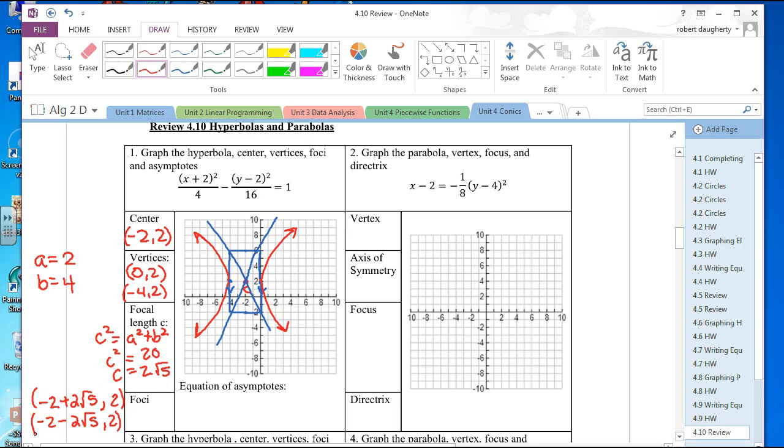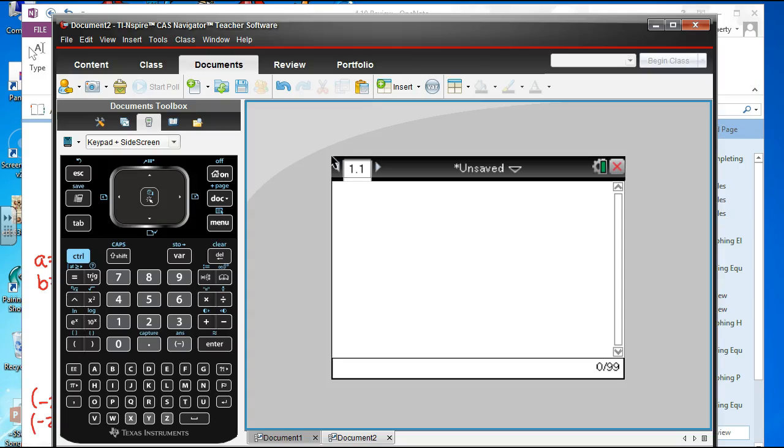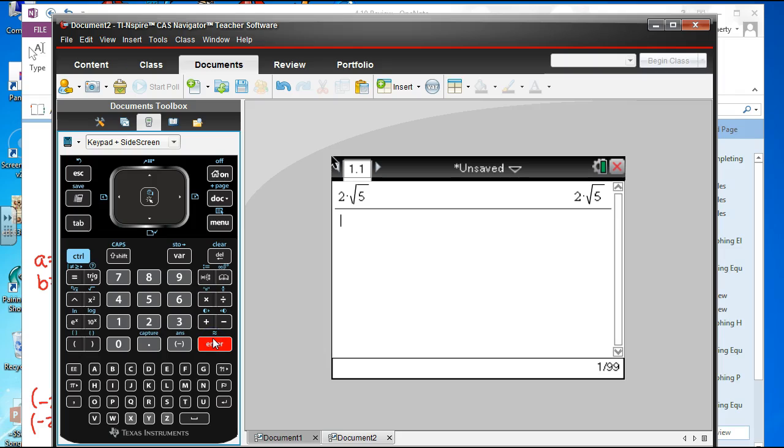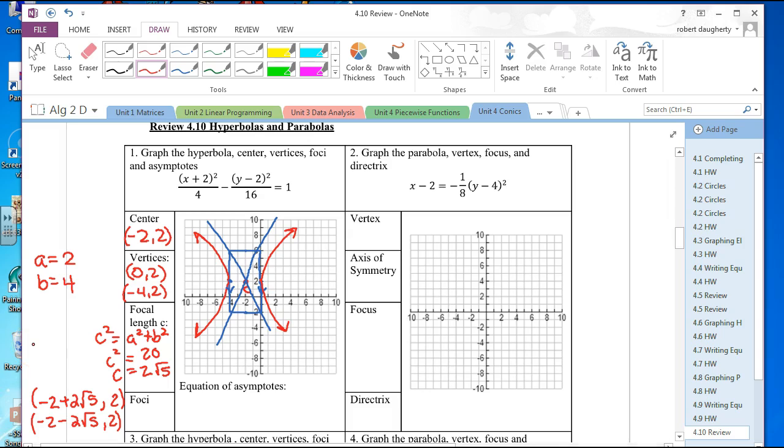Okay, so 2 root 5, let's estimate what that is. 2 times the square root of 5 is, let me get an estimation of that, about 4.5. So on my graph then, 4.5 minus 2 is going to be about 2.5. So somewhere right here is a focal point. And then if I go another 4.5 in the other direction, somewhere right here is the other focal point, okay?